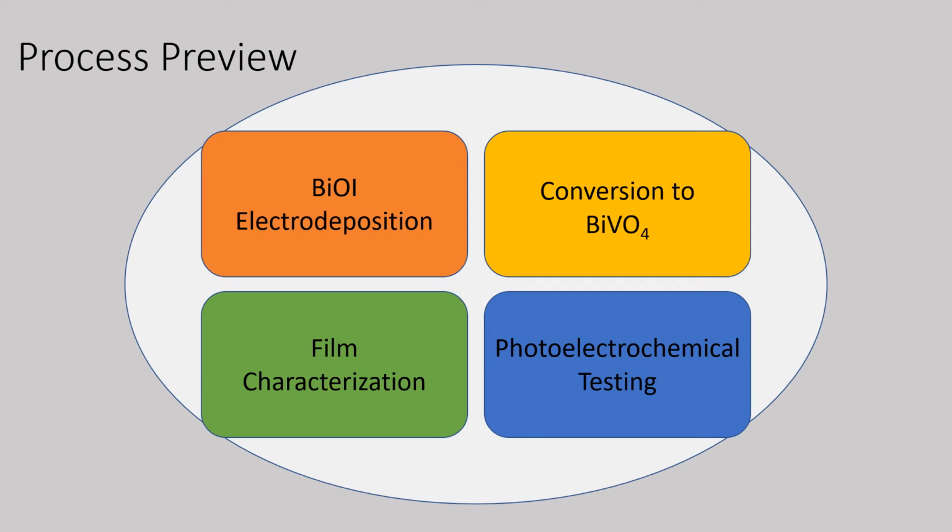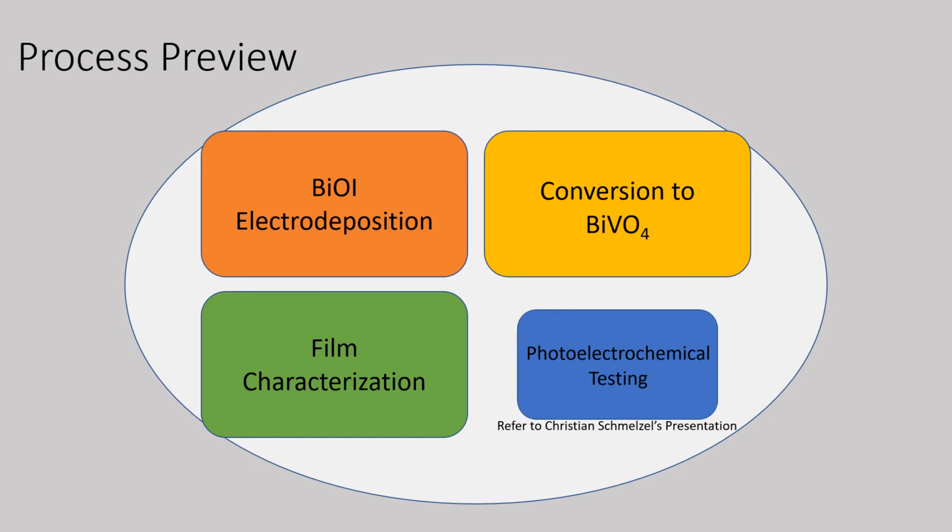Our research process can be mainly divided into four distinct parts. Everything began with the electrodeposition of bismuth oxyiodide. Then it was converted to bismuth vanadate through annealing and etching. Afterwards, the films were characterized with X-ray diffraction and a scanning electron microscope. And finally, the bismuth vanadate films were tested in a photoelectrochemical system, but I won't be talking much about this in my presentation as my research partner will be discussing it in further depth.